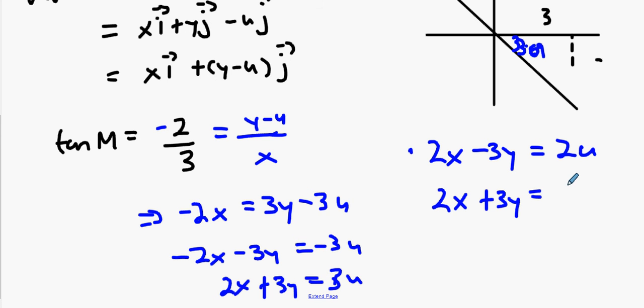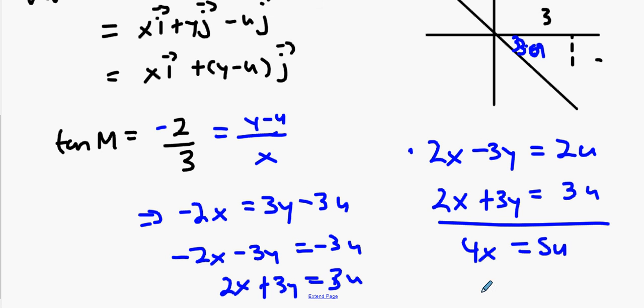3u. Yeah. And you get 4x equals 5u. And x equals, sorry, it's 2u. Which one's 2u? They're both 2. Oh, they're both 2u. Yeah. Oh, grand. So 4u. And then x equals u, yeah?